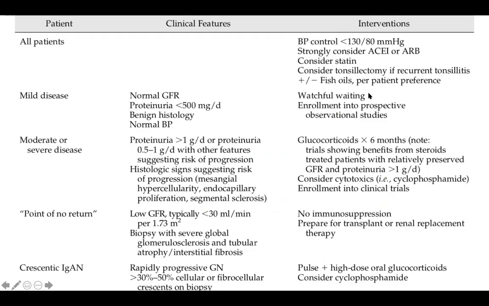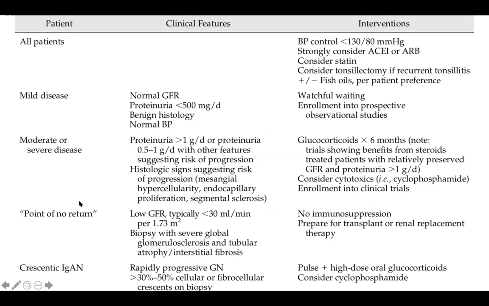Here is a table summing up how you should approach it. So all patients should have blood pressure control using ACE inhibitor or ARB, plus or minus the fish oil, tonsillectomy if recurrent tonsillitis. I've never actually referred a patient for tonsillectomy. For mild disease, you're probably going to do nothing. Okay, if they have proteinuria that's a little bit higher, then that's when you're going to be thinking about steroids.